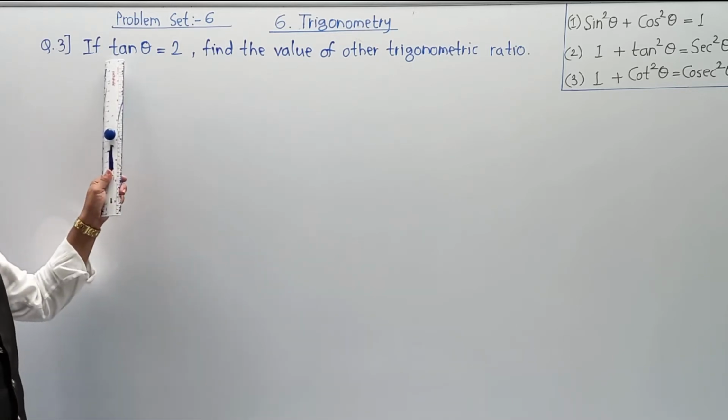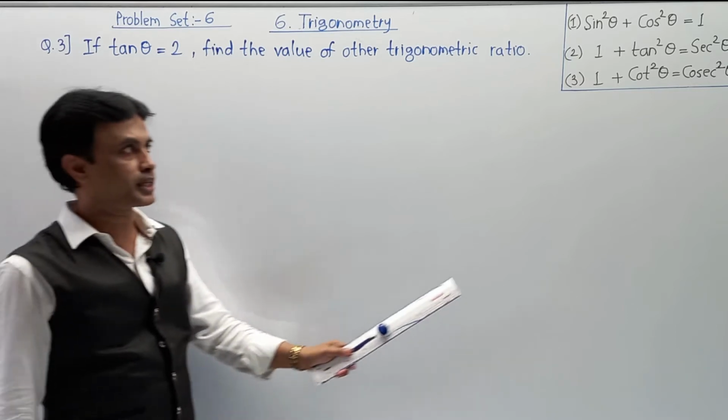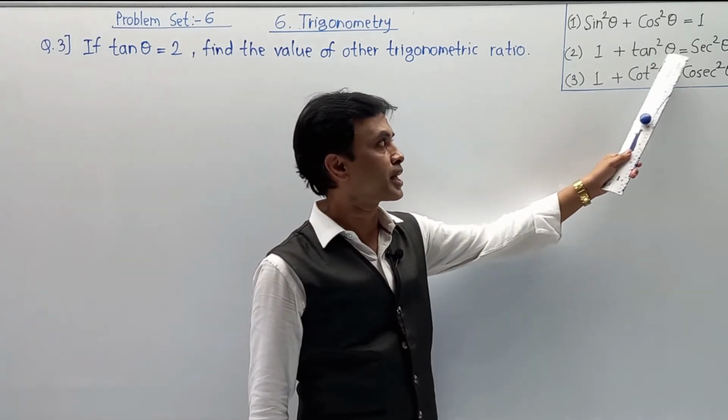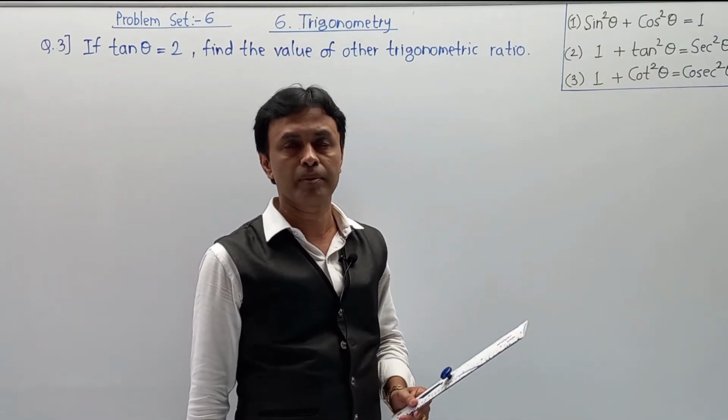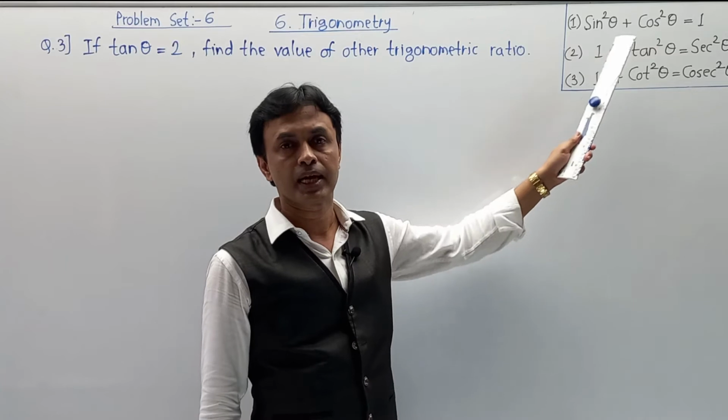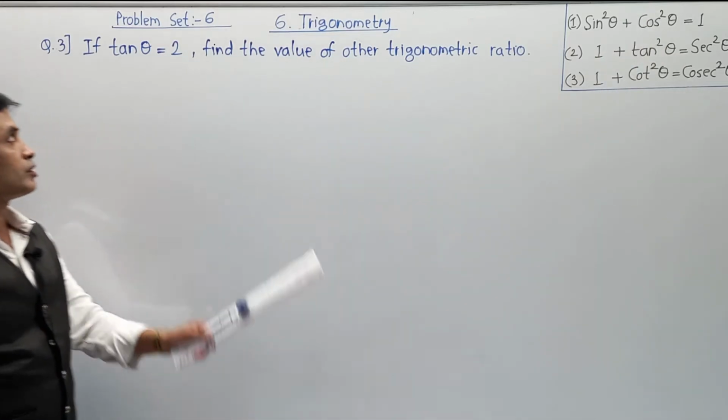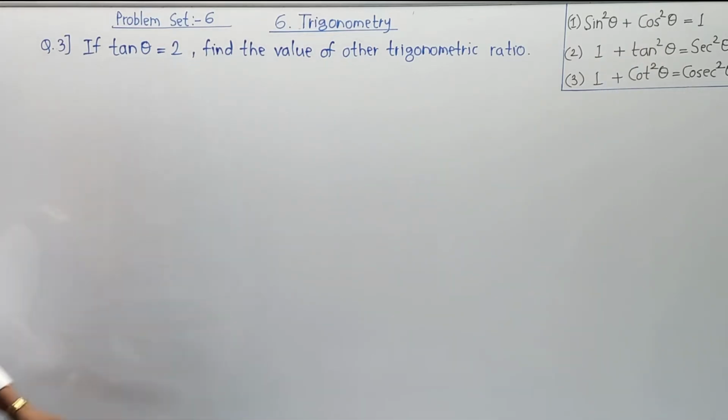In this case, with the help of tan, we have only one identity, that is 1 plus tan square theta is equal to sec square theta. We can solve it by two methods, either by triangle method or by trigonometric identity. I am going to solve it by identity method. So your part is tan theta is equal to 2.